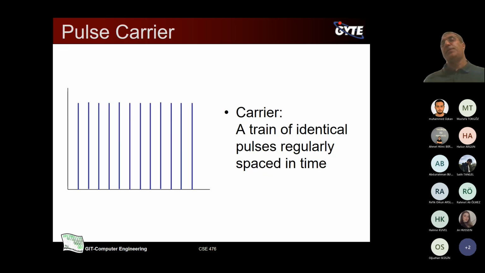We talk about the carrier. As the name implies, we carry this information with some signals, and this carrier can have different shapes. One of them is the pulse. So we use a pulse, sometimes a train of pulses, to carry your text or your video or voice. And this is a train of identical pulses. As you see, they're spaced regularly in time.